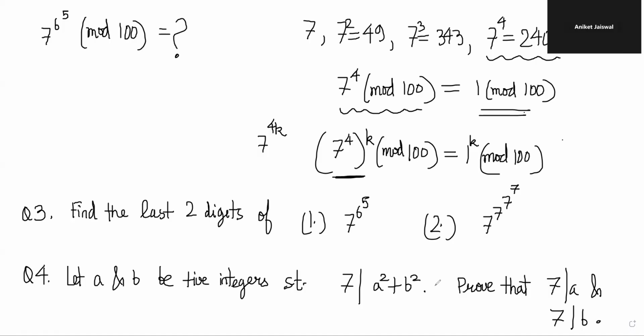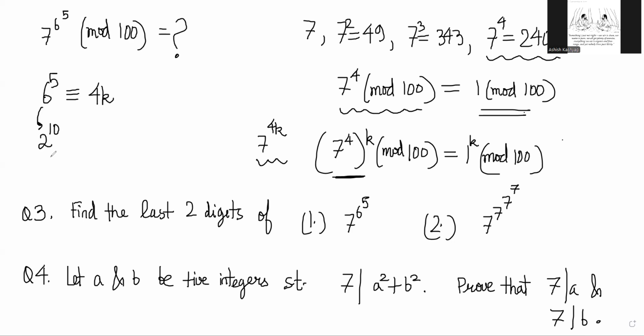Saurav is saying you should realize that 6 power 5 is of the form 4k. Why? Because it obviously has 2 power 10. 6 power 5 is clearly having 2 power 10, so that is divisible by 4 definitely. So 6 power 5 is congruent to 0 mod 4, right?